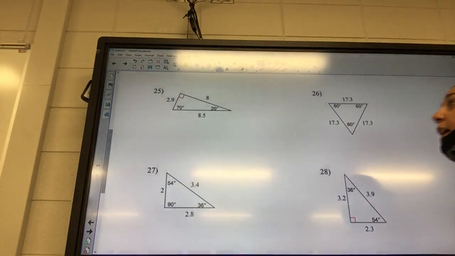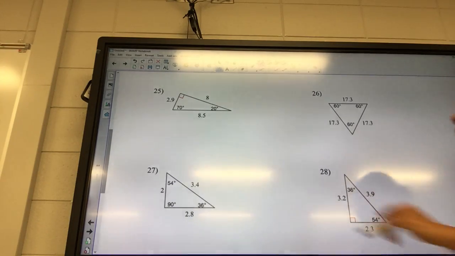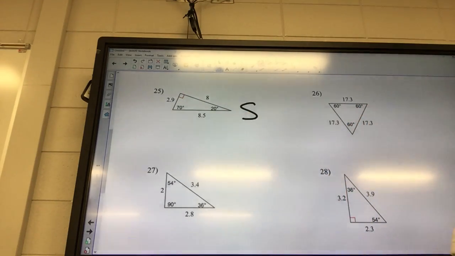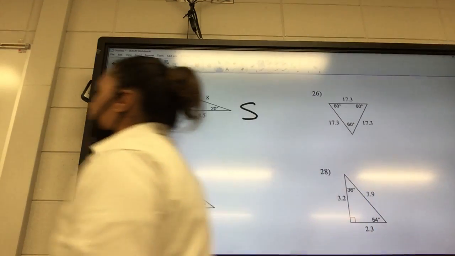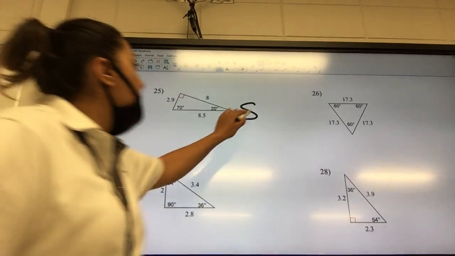Okay, 25. I got sides of 2.9, 8, and 8.5. It's going to be a scalene. No sides are the same. Then I look at my angles. I got a 20-degree angle, a 70-degree angle, and a 90-degree angle. What's the biggest one? 90, and so is 90 less than 90, 90, or bigger than 90? 90, so it would be a scalene right triangle. So it's going to be a right.